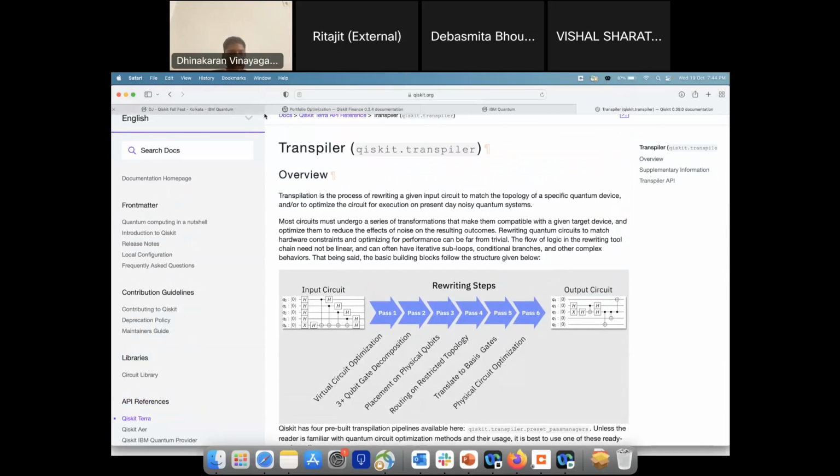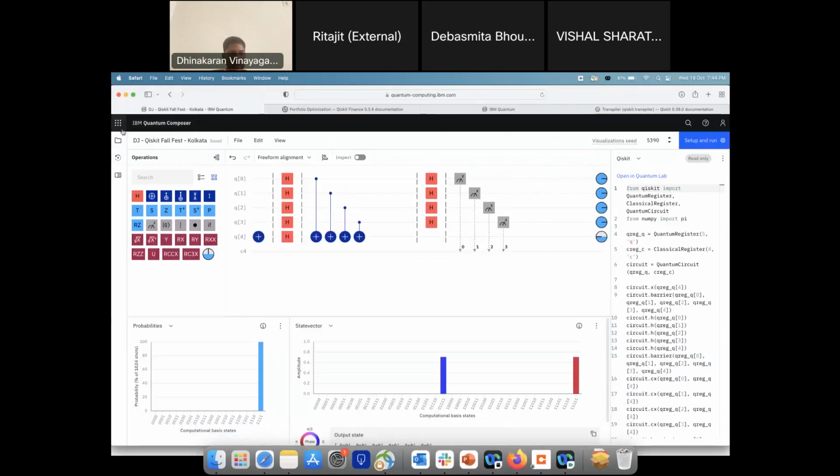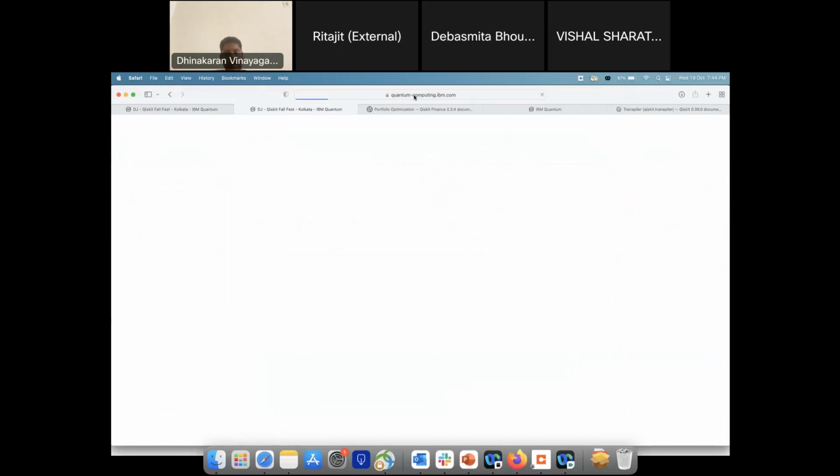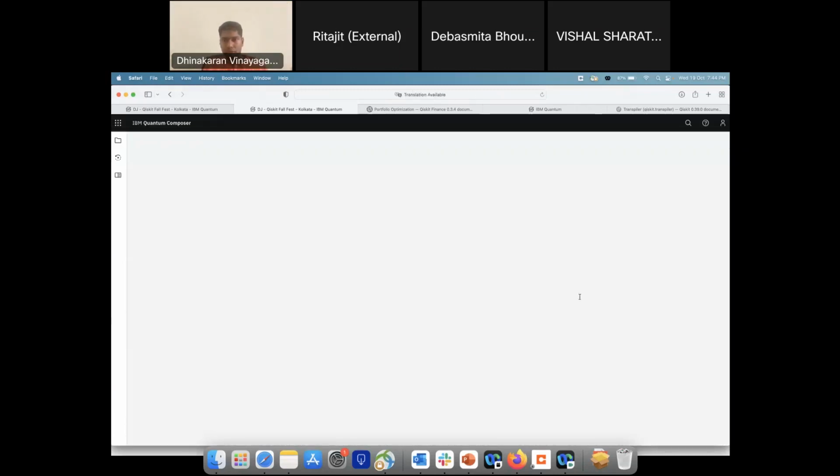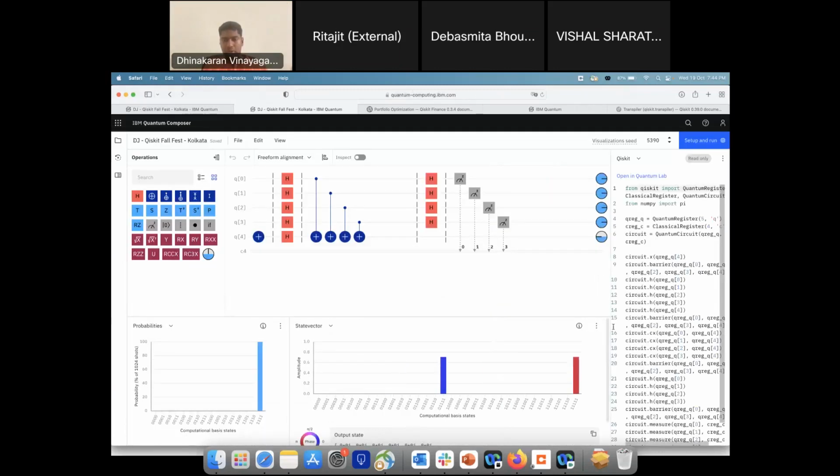Maybe I'll try to go back to see the hardware. Yeah, so there are two questions in the meantime. Swati is asking that in the IBM system configuration, what do CX error and average readout error represent?